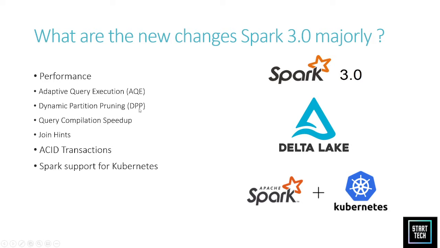It also supports Delta Lake, in which you can perform ACID transactions, and Spark 3.0 leverages the use of Kubernetes. In Spark 2.0, there was Kubernetes as well, but now it has been improved as compared to the previous version. So these are some of the key features you can mention in an interview: performance, ACID transactions, Spark Kubernetes support, join hints. Okay, so let us discuss all these points in detail.